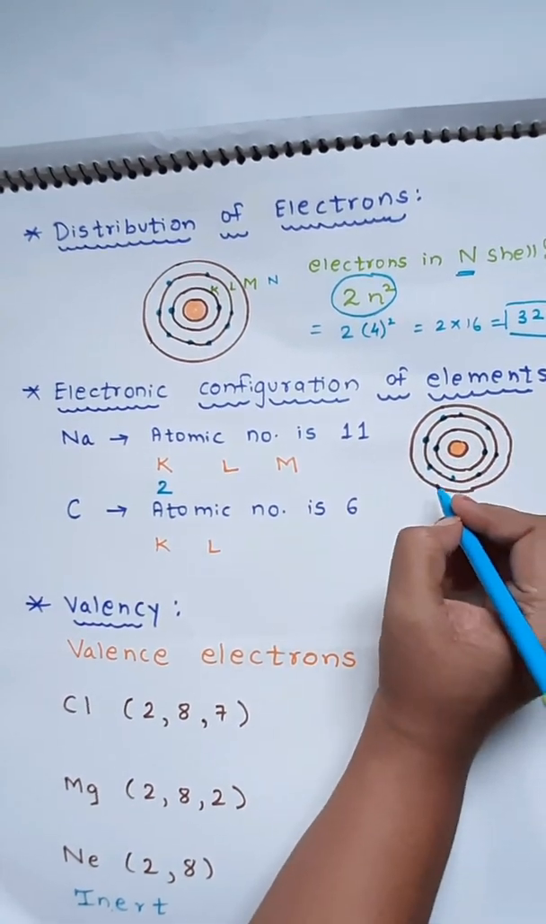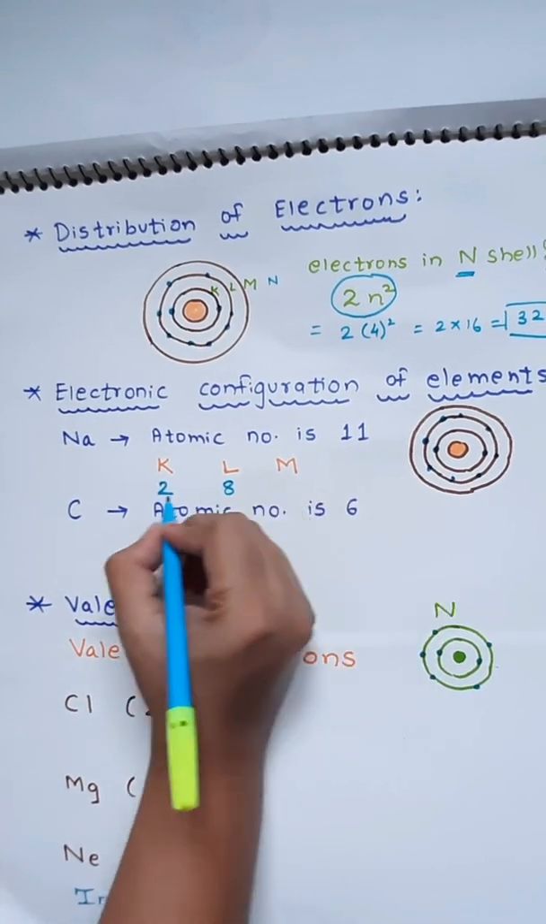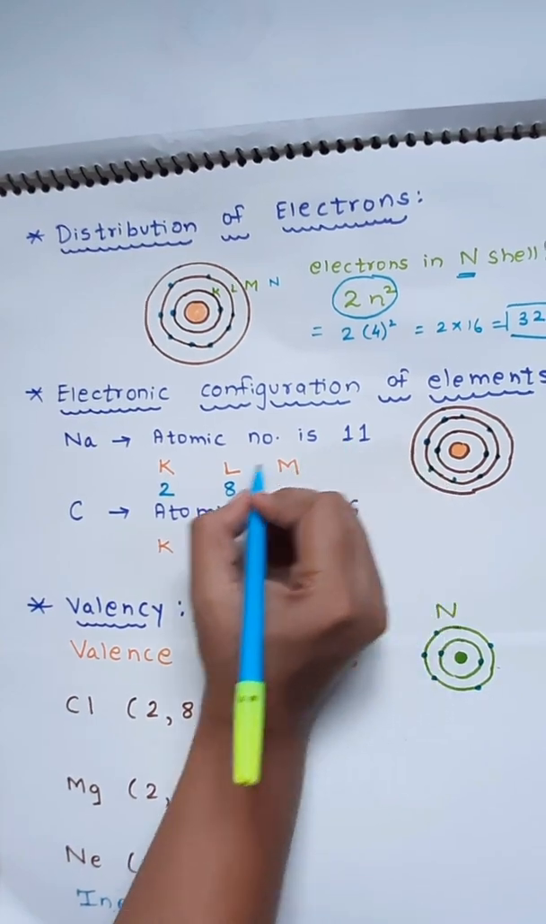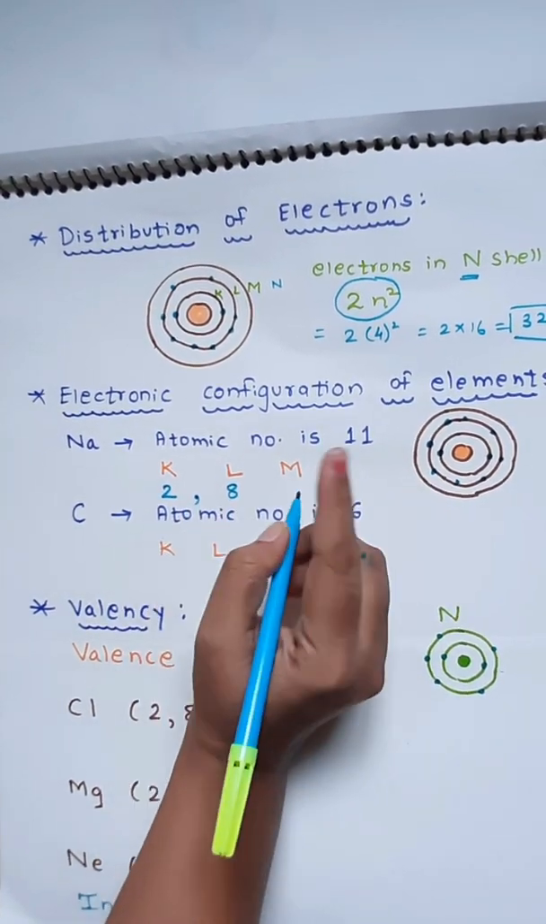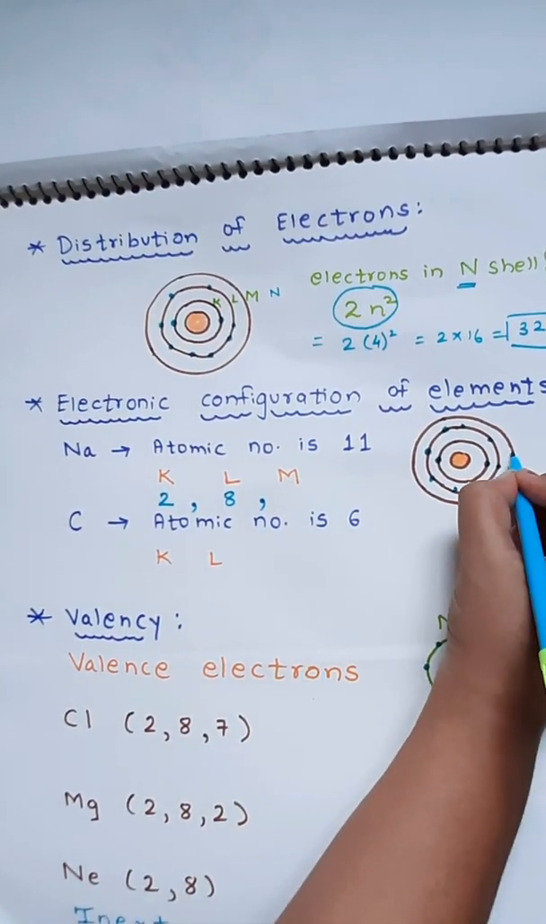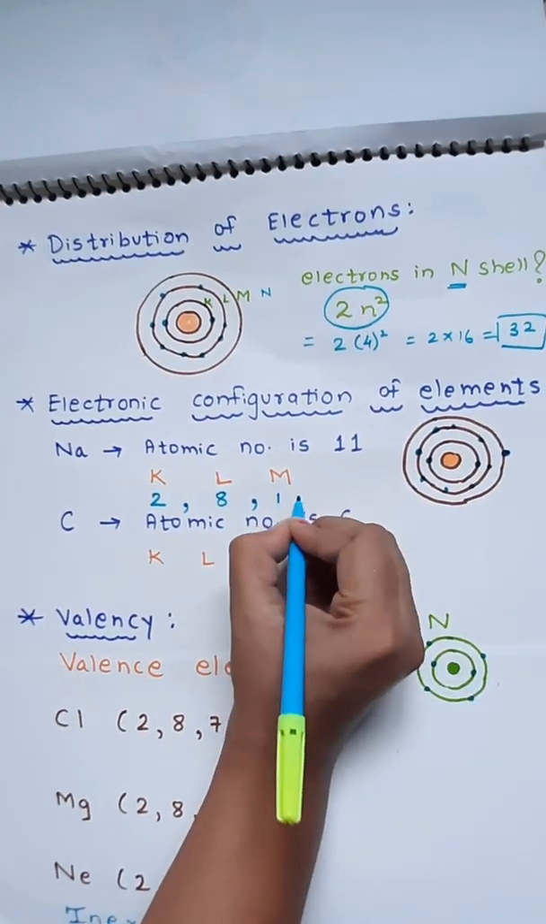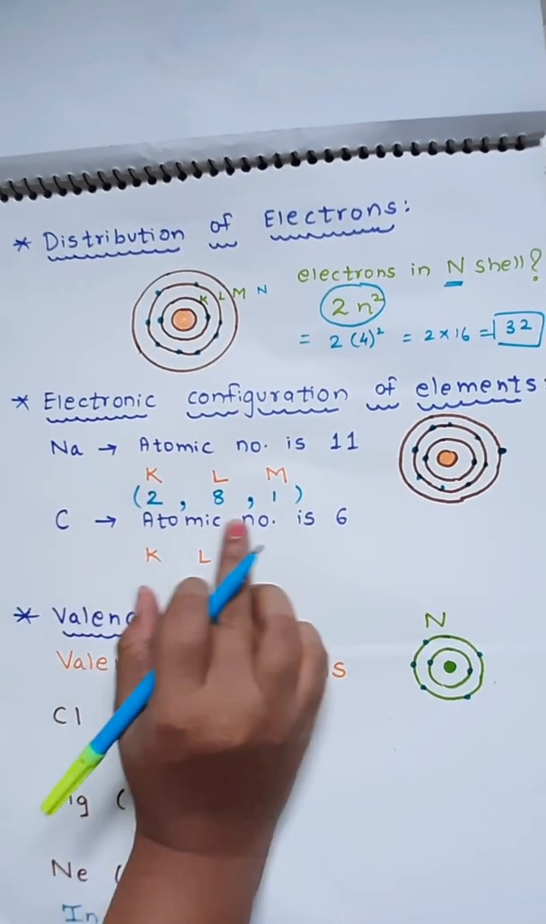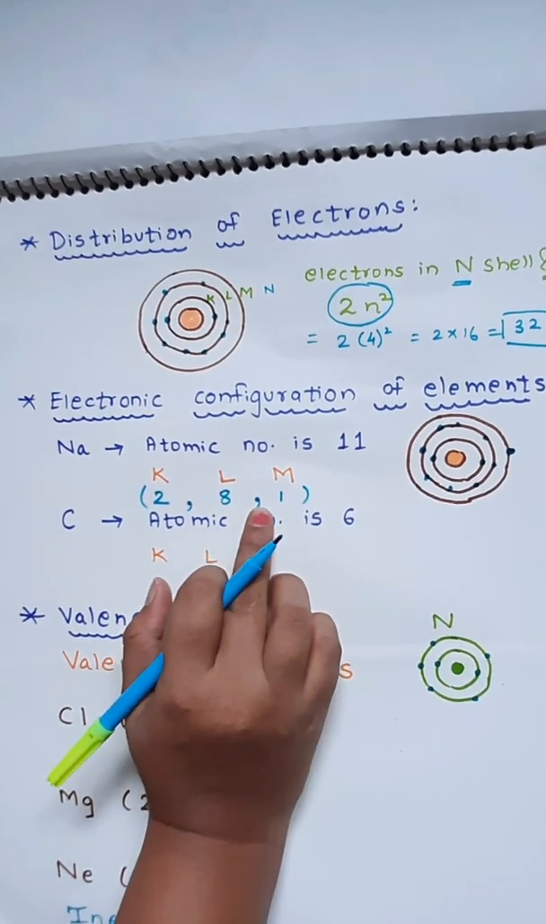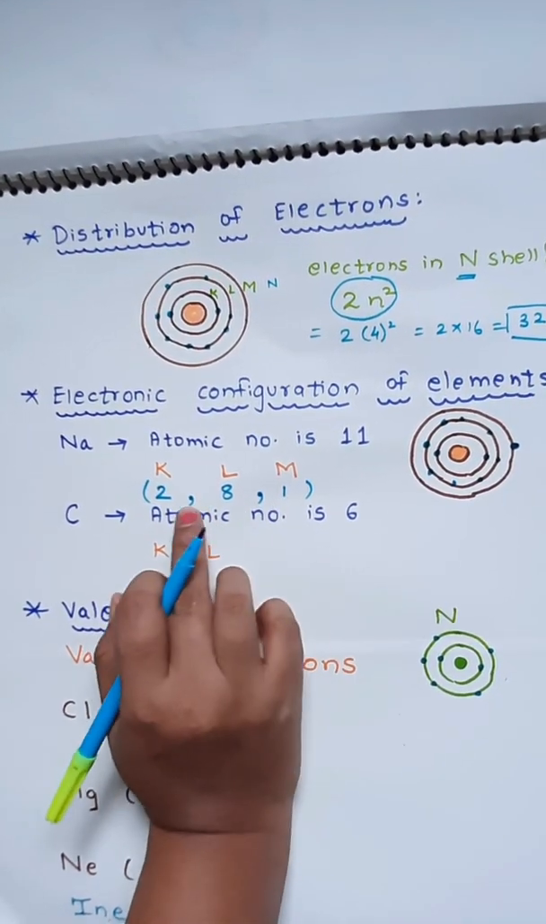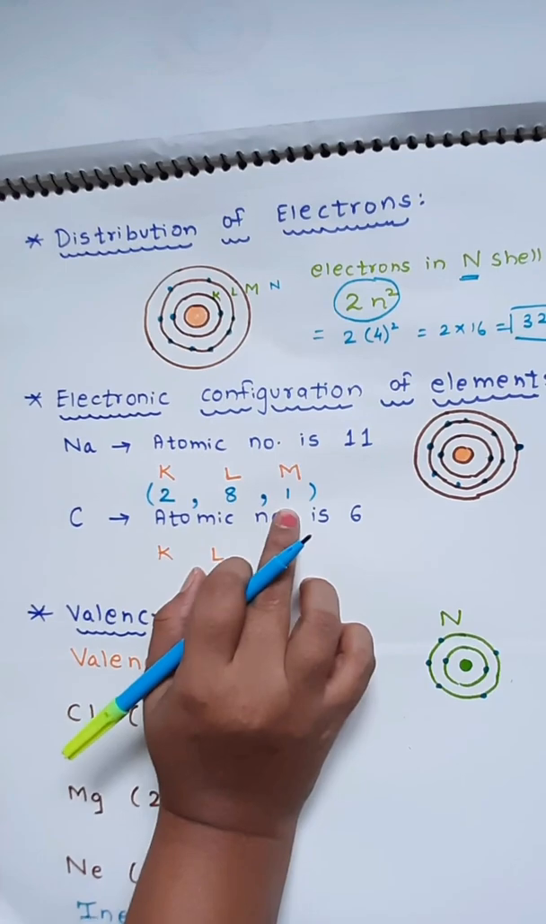8 electrons, okay. So how many are remaining? 2 plus 8, 10, but there are 11 electrons. So it is 2, 8, only 1 is remaining. So I'm going to put that 1 in the last shell, that is M shell, and this is the electronic configuration of sodium, 2, 8, 1. You always write it by separating with the help of commas.